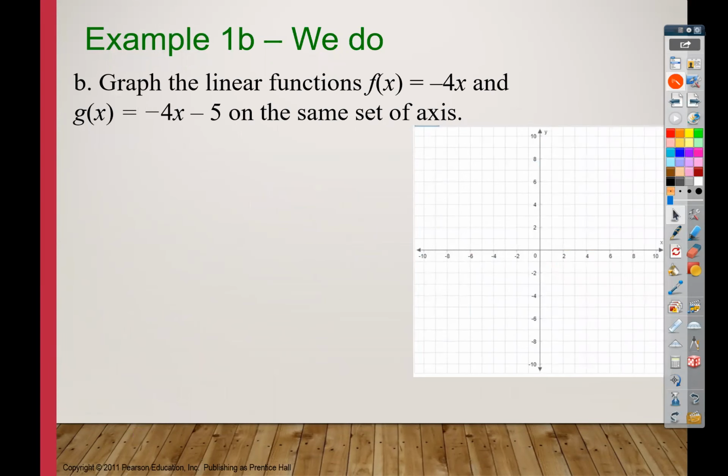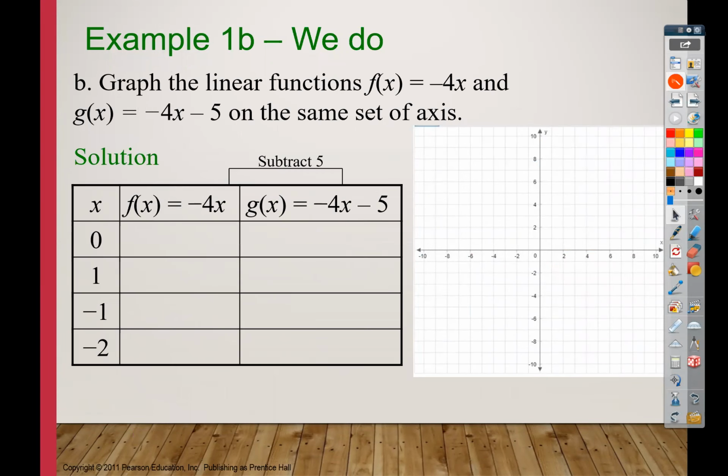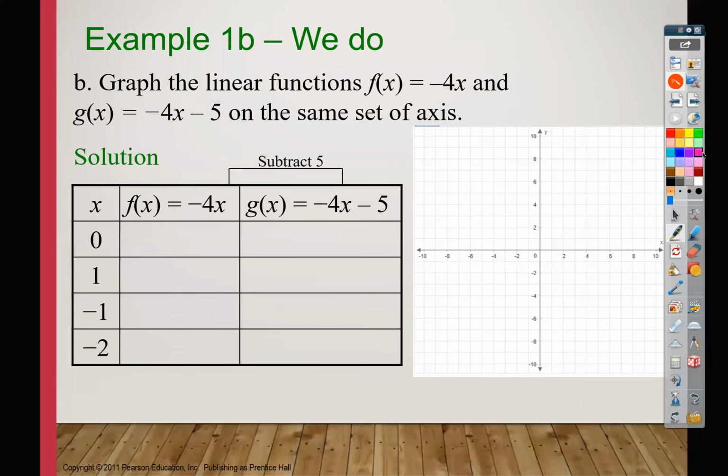Okay, 1b, we're going to do the same thing. So we're graphing it using a table. So I'm going to plug in 0 for this x. So -4 times 0 is 0. -4 times 1 is -4. -4 times -1 is a +4. And -4 times -2 is 8.